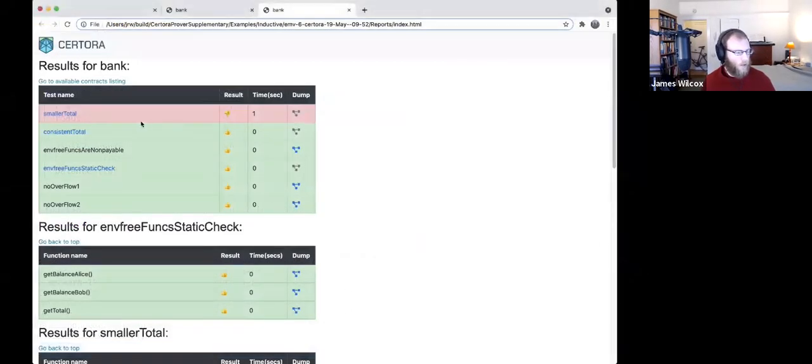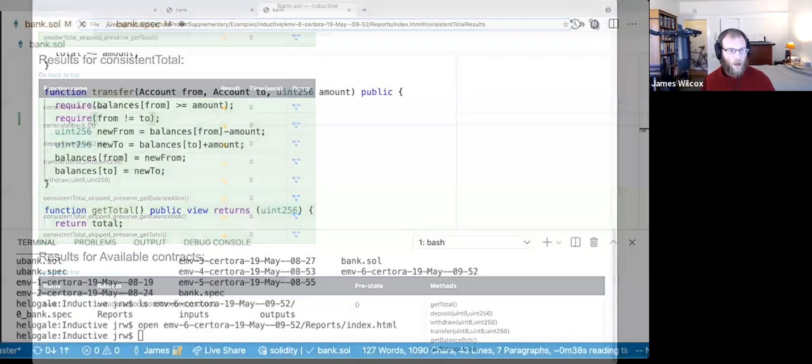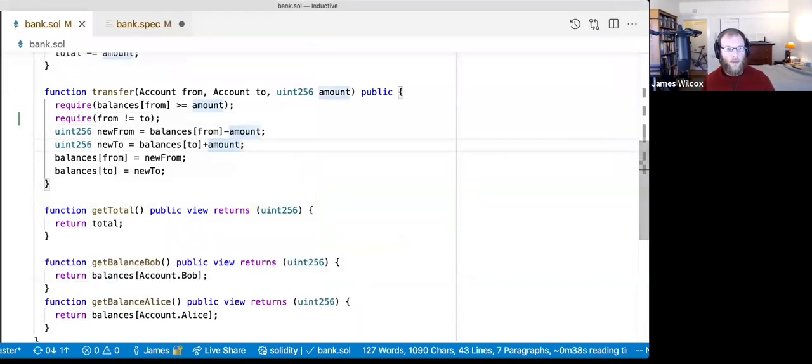Okay, so you can see that the first line is still red. That's our non-inductive invariant. And our inductive invariant now has green in all the cases, including the transfer case, once we add that requires clause. Okay, so that's just a super simple code example of how this stuff actually matters.